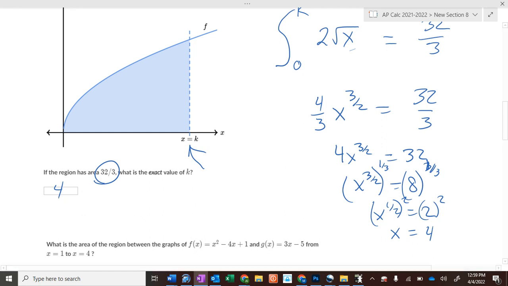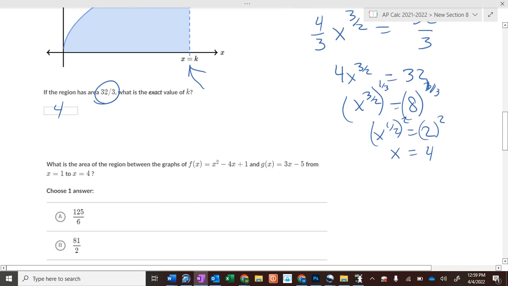Okay, what if you don't know where it starts? What if it doesn't start at 0? We'll figure it out now.